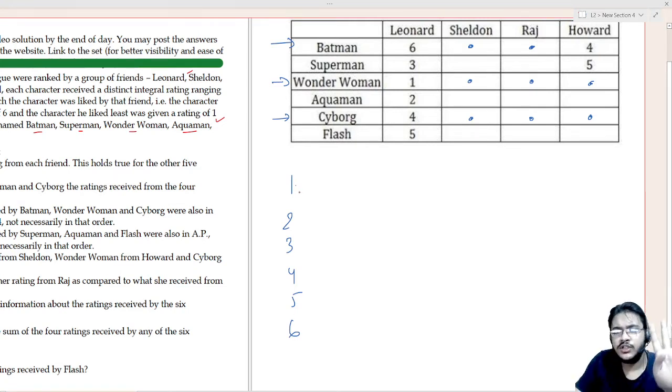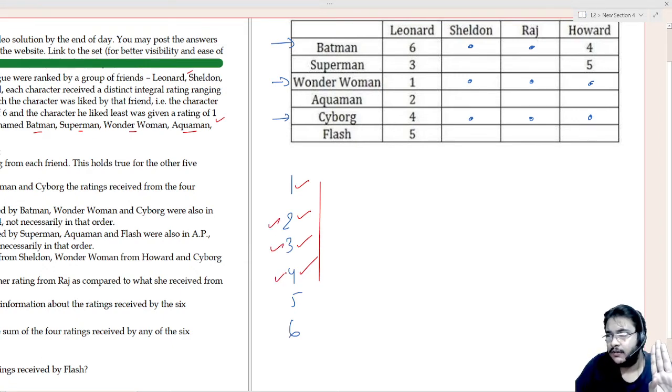So 4 consecutive numbers I'll pick. I can pick 1 2 3 4. So these are the 4 consecutive numbers. I can pick these 4 numbers. Now what about if I start from 2? So I can pick 2 3 4 and 5. So I can pick these consecutive numbers also.